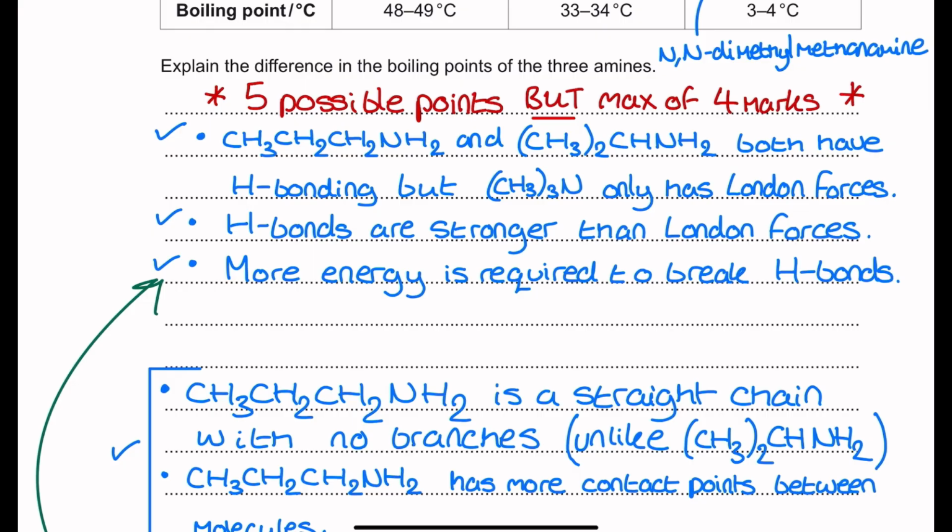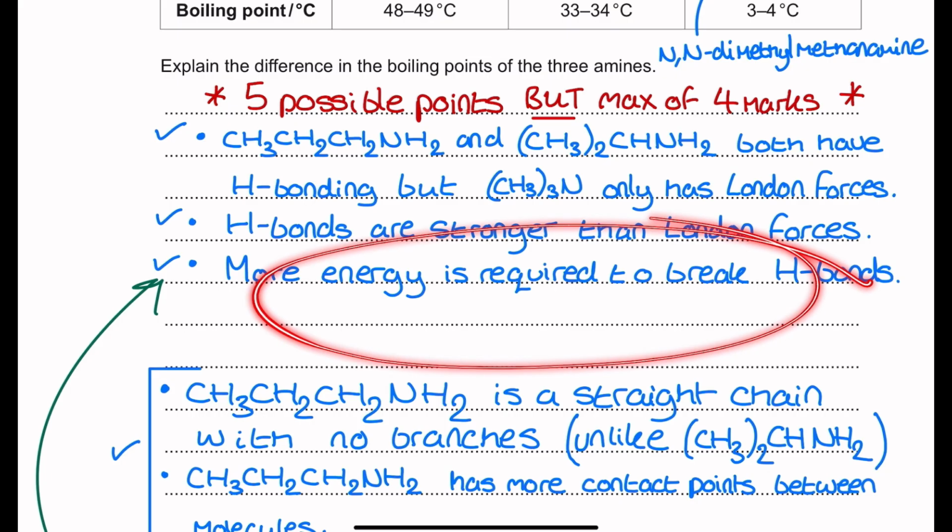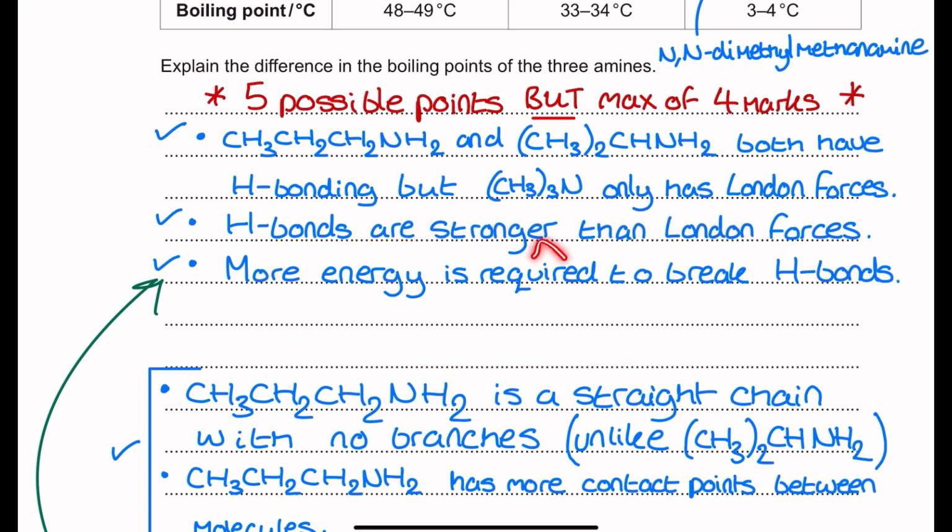We say that hydrogen bonds are stronger than London forces, and therefore more energy is required to break the hydrogen bonds. I think a lot of people assume this final point is implied by saying that the hydrogen bonds are stronger, but the mark schemes will see it as a separate point, so don't forget to talk about strength and energy as separate points when you're doing a bonding question in the exam.